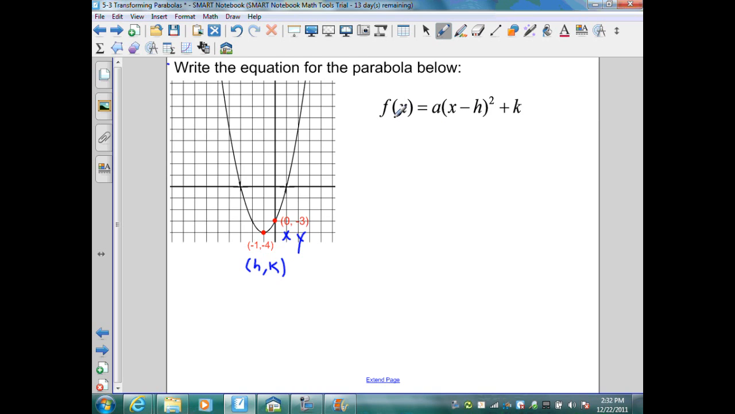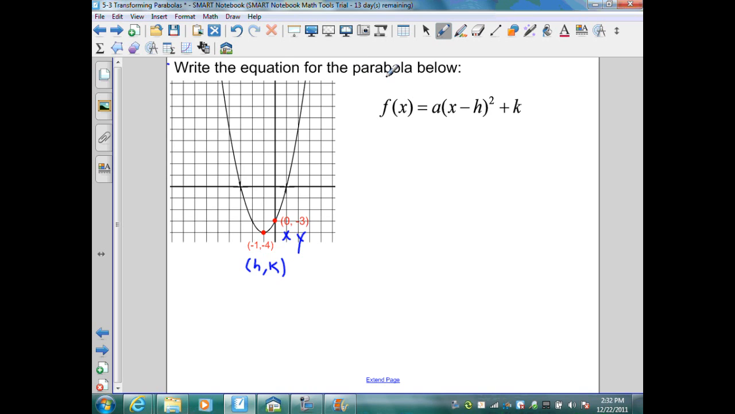We know that f of x is labeled y. All we need to do is substitute our 4 known terms given in our two ordered pairs into the general formula and solve for the fifth term. Then we would know our equation for the parabola.